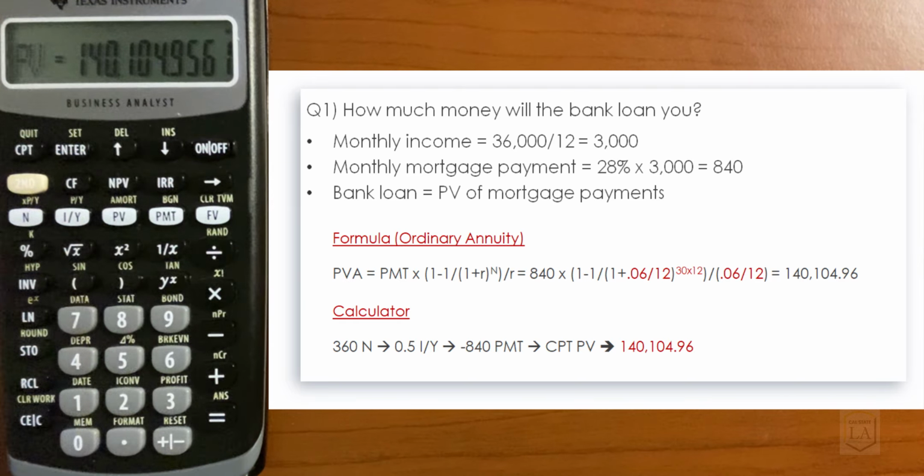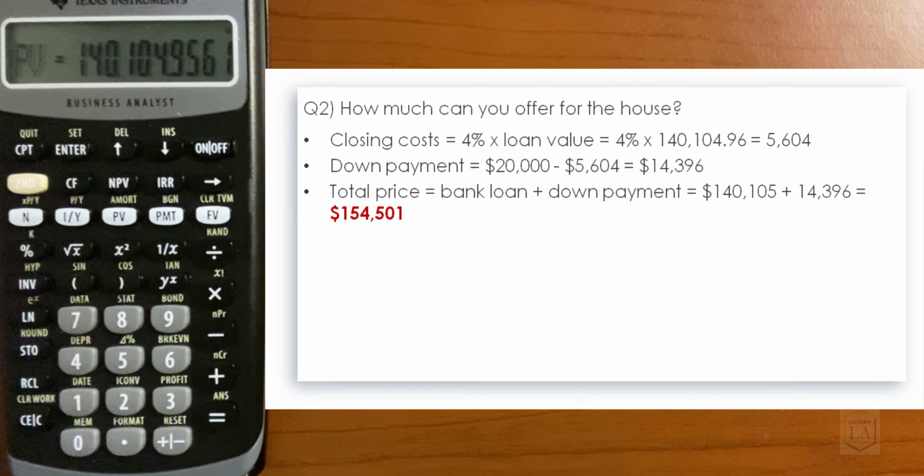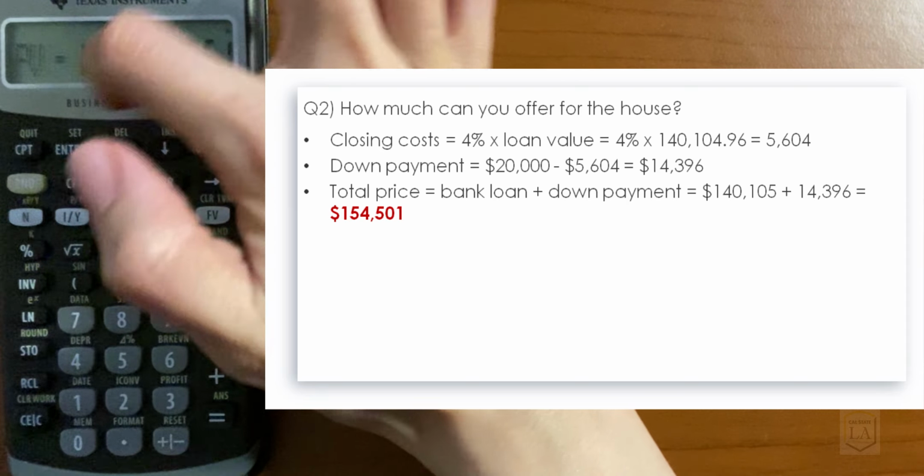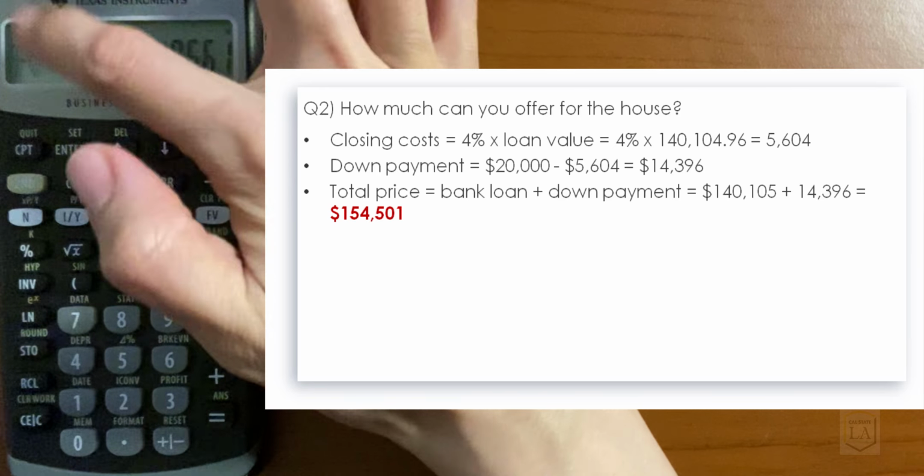And it says that if you were paying $840 every month, that would be equal to $140,105 in today's value. And adding on to that question, the additional question asks how much you can offer for the house. So what will be the offer price? Okay, you are just trying to decide on your offer price. So this is the amount that the bank will lend you, right?